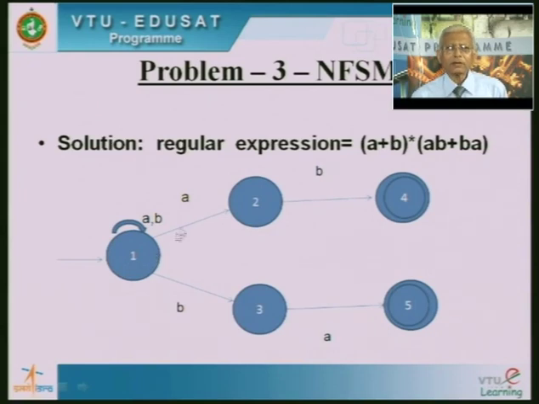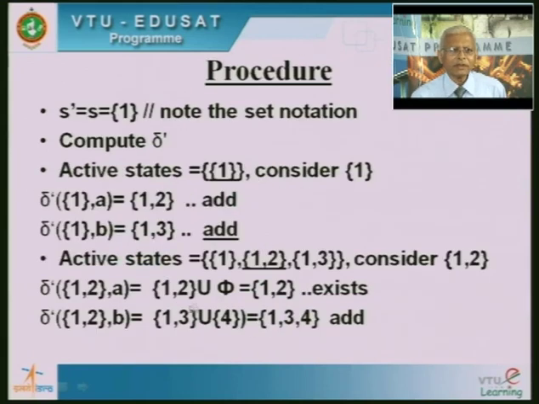1 on A it will go to 1 and 2, and 2 on A has no transition. That is why I have indicated that 1 on A will go to {1,2}, 2 on A will go to the null state, the empty state. Okay. So, therefore, the resulting will be {1,2}.